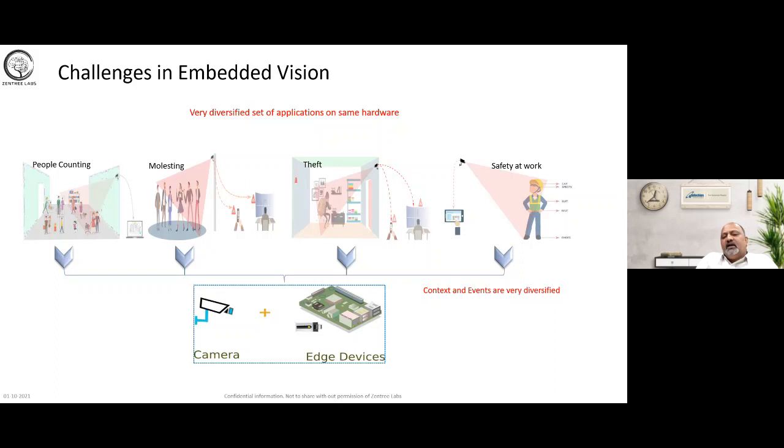But here the challenge is you will not be building different hardware for different applications. When it comes to the camera and hardware, once that is built, it has to be configured for the different contexts and events. Many times, maybe on the fly at the time of installation itself, you want to specify the context and event, and not download the application onto the device. So a very diverse set of applications on the same hardware. Context and events are very diversified again, so obviously we need a lot of fine tuning on the fly.